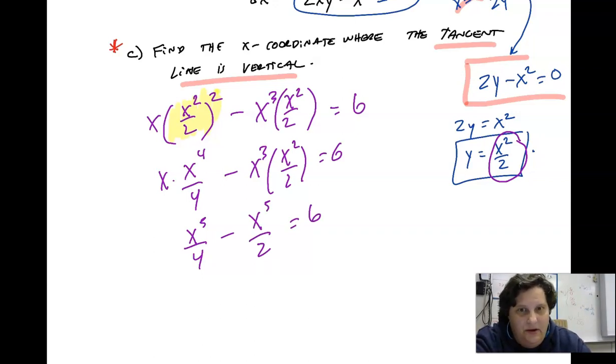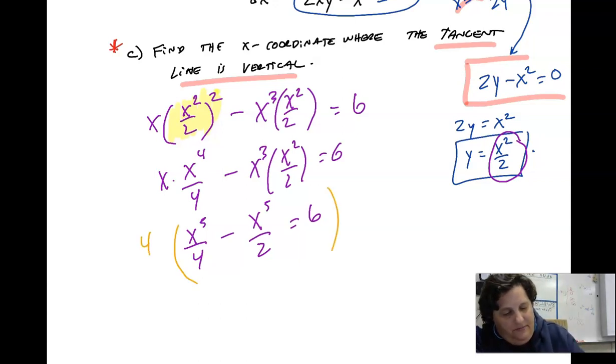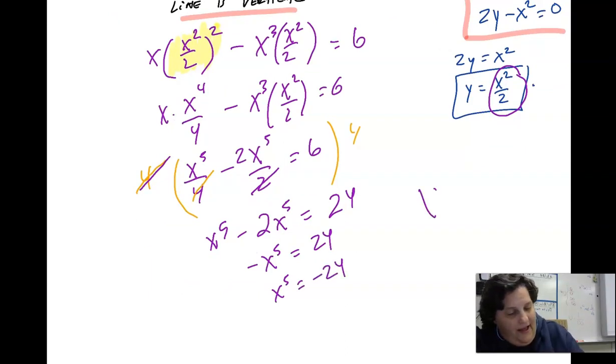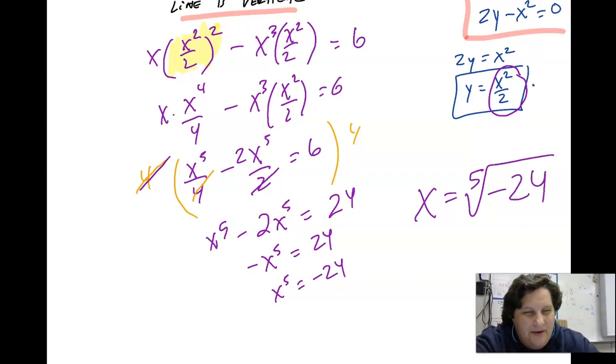Okay, I know it's not just me. We all kind of hate fractions, right? So I'm going to multiply everything by 4 to get rid of that fraction. So I get x to the fifth, and then 2 goes into 4 2 times, minus 2x to the fifth, and then 6 times 4 is 24. So if I subtract that, negative x to the fifth is 24. So x to the fifth is negative 24. So x equals the fifth root of negative 24. And I was like, surely that can't actually be the answer, because that is super crazy.